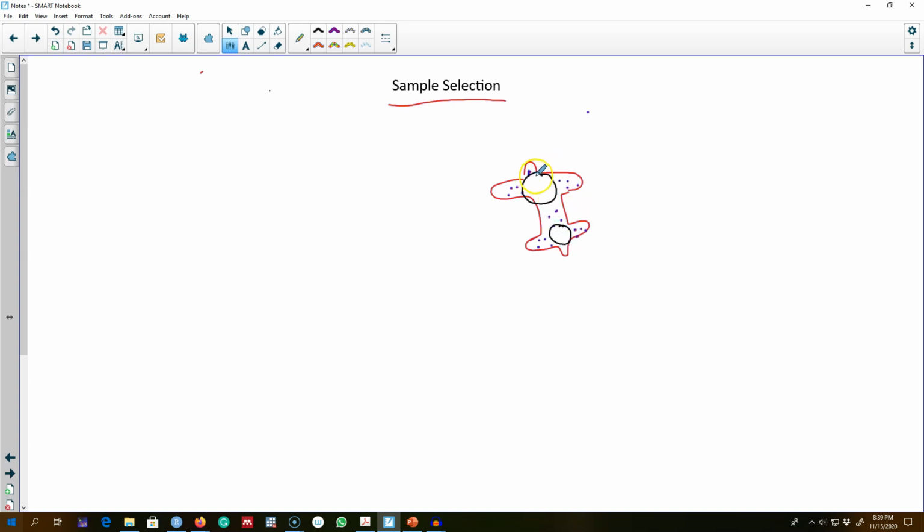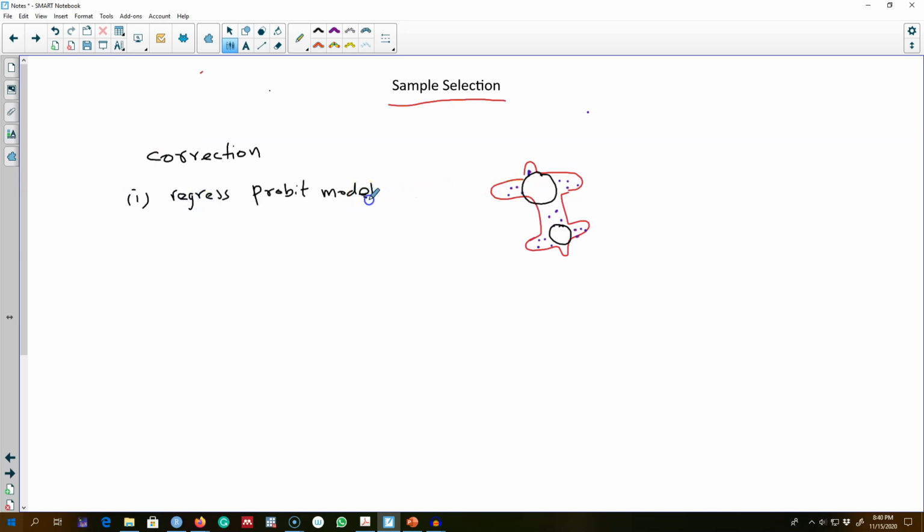Why? Because of the problem of sample selection. Only the planes that were not hit in these parts were coming back to Britain. Hence, they added the armor on this part of the plane. So this is exactly the intuition behind sample selection. We have data only about the observations that we observe, but the observations that we do not observe are omitted from our analysis.